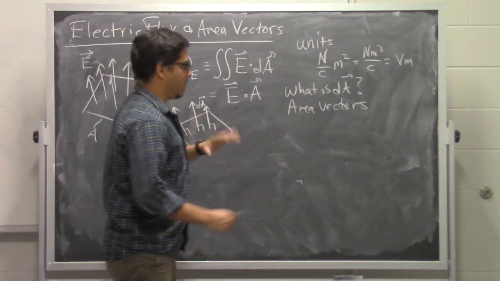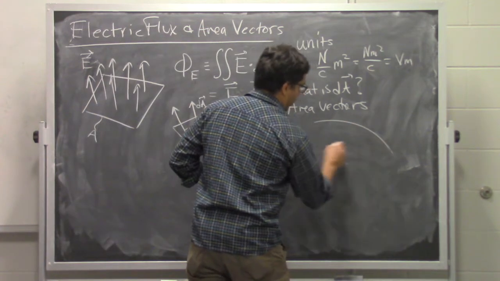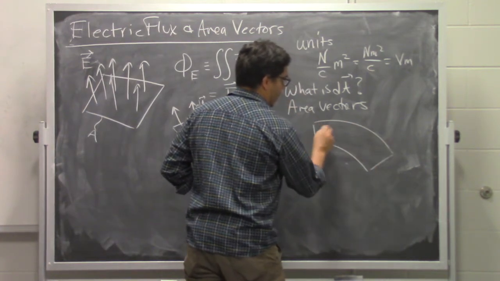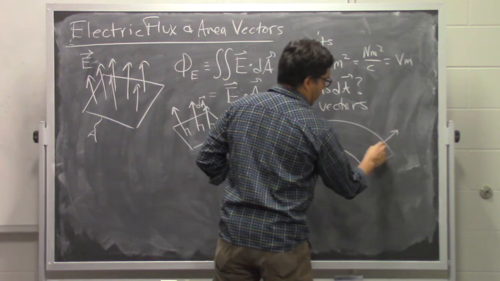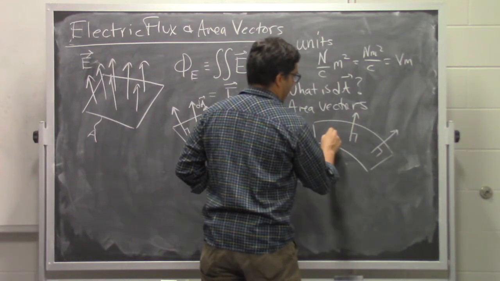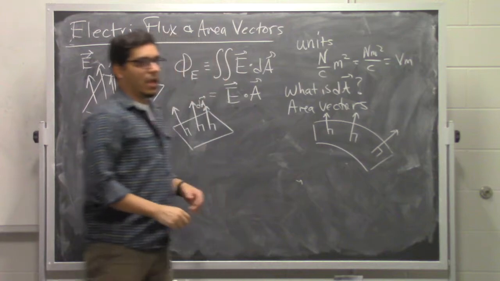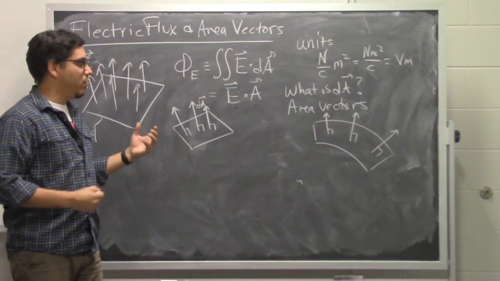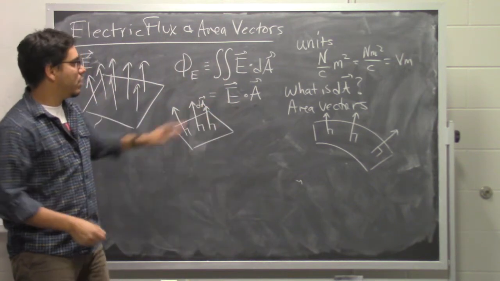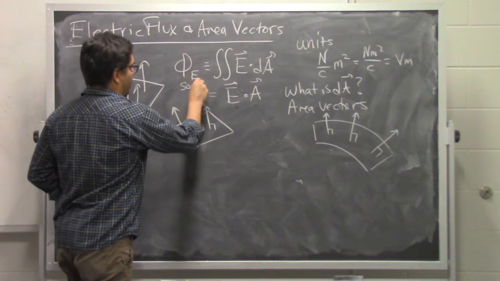We'll talk in the next video about some cases when the surface is curved like this, where the dA vector will point in different directions depending on where you are on the surface. And in that case, it might not be as straightforward as doing this kind of calculation. This is why I said that this equality only holds sometimes.